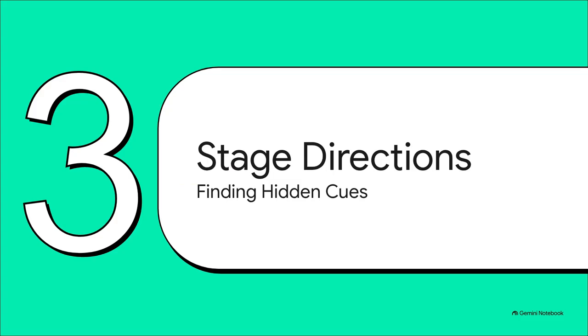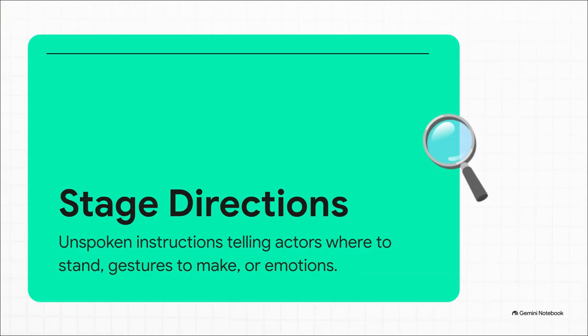All right, let's hit part 3, decoding stage directions, finding the hidden cues. So, if dialogue is the engine driving the plot forward, stage directions are kind of like the steering wheel and the emotional atmosphere. They guide the whole visual presentation. These are the unspoken instructions in the script. You'll usually see them separated visually from the dialogue, often tucked neatly inside parentheses or written in italics.